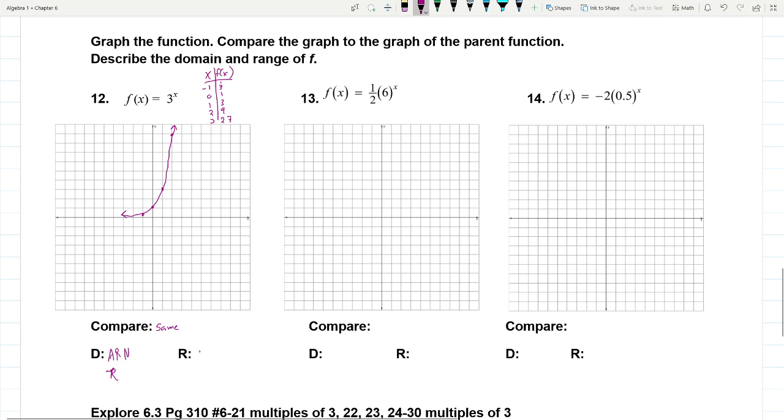My range goes from 0, because we approach 0, but we actually never cross 0. If you think about it, no matter how far I go in the negative direction with my x's, I'm never actually going to cross 0. I'm just going to get really, really, really close to it. And so we're going to say the range is y is greater than 0, but less than infinity.